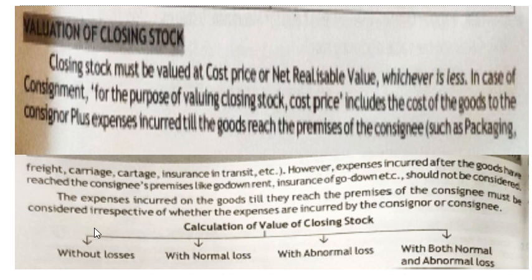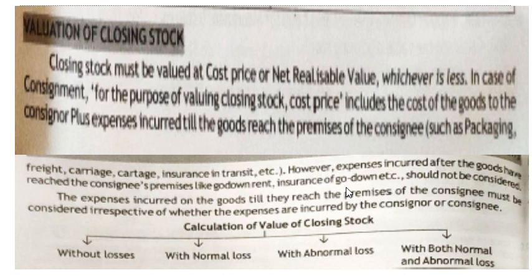Once the goods have reached the consignee's premises, expenses like godown rent and insurance of the godown should not be considered. Any expenses incurred after the goods have reached the consignee, like godown rent and insurance of the godown, should not be considered under non-recurring expenses. Only the expenses till the goods reach the premises of the consignee are non-recurring expenses. The expenses incurred on the goods till they reach the premises of the consignee must be considered irrespective of whether they are incurred by the consignor or consignee.